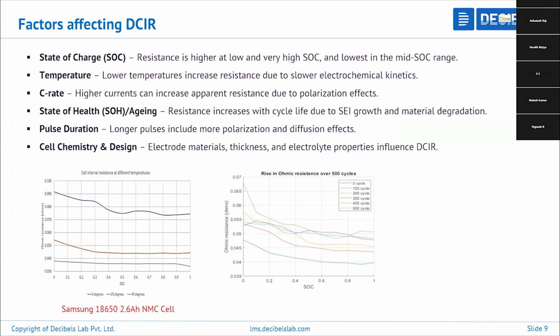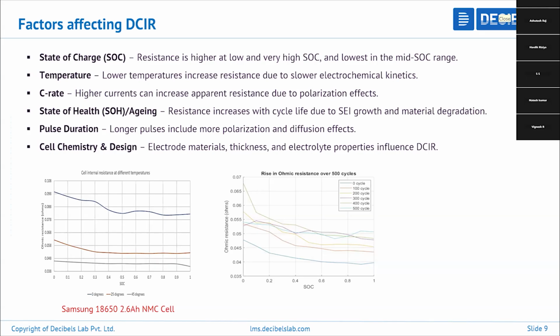Again, with temperature variation, at low temperatures the resistance increases. Why? Because the electrochemical kinetics, the processes going on, get slower. At a low temperature, the conductivity through the electrolyte and through the electrode materials is not that fast, so it gets slower. That's why we observe it as a higher impedance or a higher resistance. Same thing with the C rate.